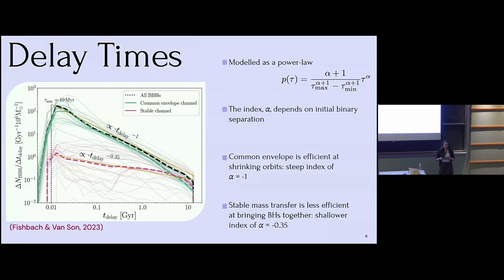And for example, the common envelope evolutionary channel is very efficient at shrinking orbits. So there's a preference for lower time delays than longer time delays. So its index is -1, making it quite steep. On the other hand, you have stable mass transfer in this plot, which is not as efficient at bringing black holes together. So there's a shallower time delay distribution in comparison to the common envelope channel. And the index of this is -0.35.